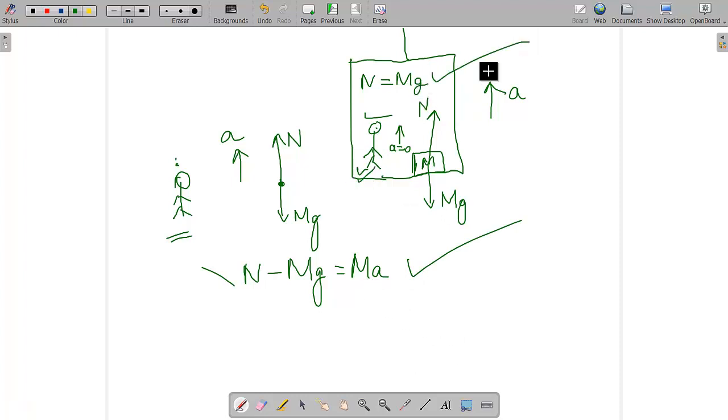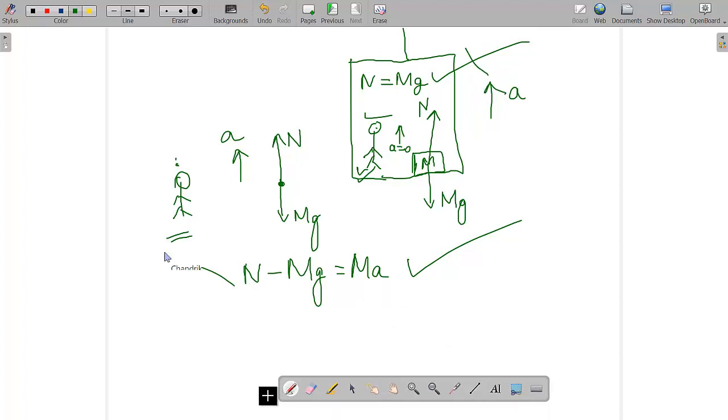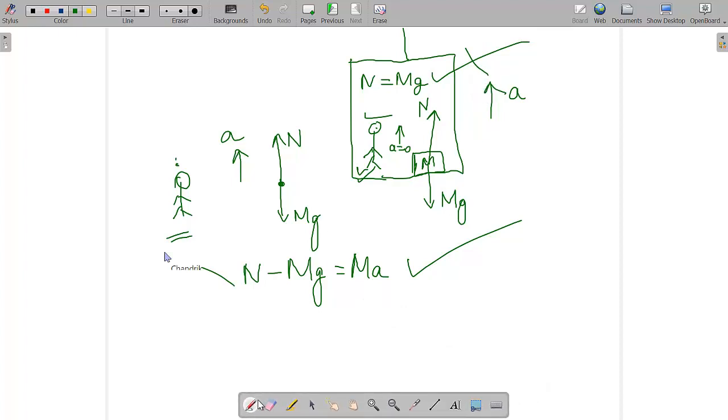But the thing is, this is wrong, so this cannot be applied here. Newton's laws can be applied only with respect to an inertial frame. This person doesn't know that, and is applying it wrongly. So this is wrong, and this one is correct, because he is seeing with respect to an inertial frame, the ground.